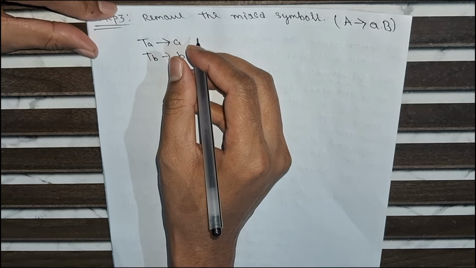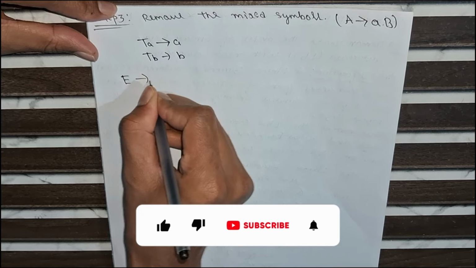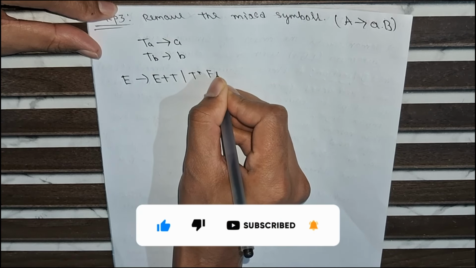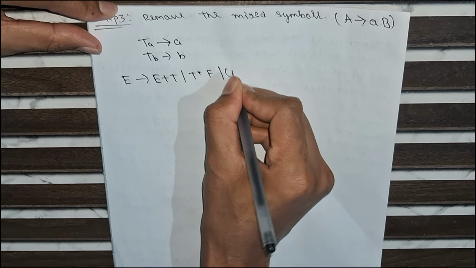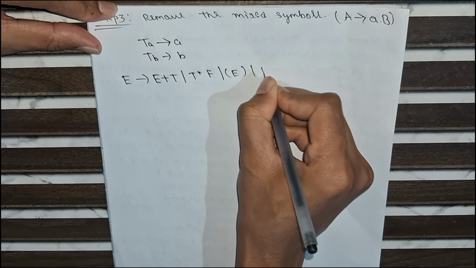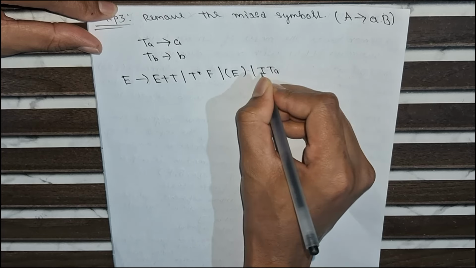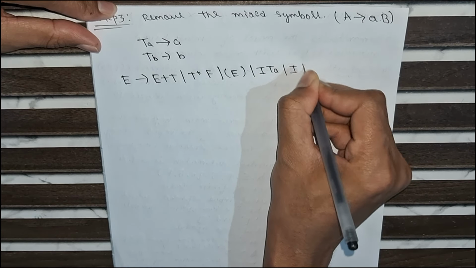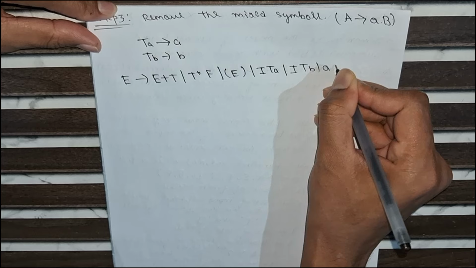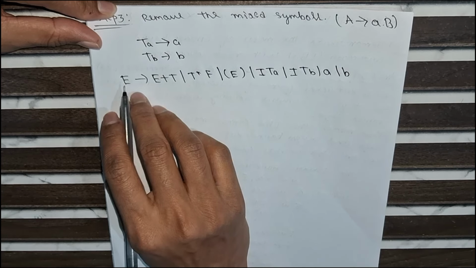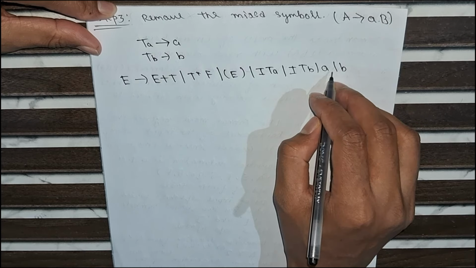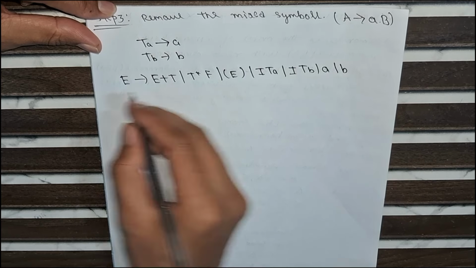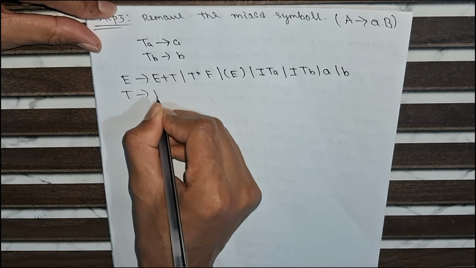So the productions become E implies E plus T and T star F and E, and it will become I T A. Now this is two variables. So now like this I T B. This will be the same because a variable implies a single terminal, which is fulfilling the condition of a Chomsky normal form. Like this we will do the same for all the productions.